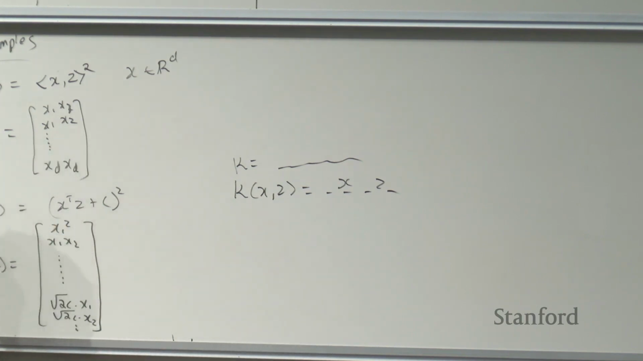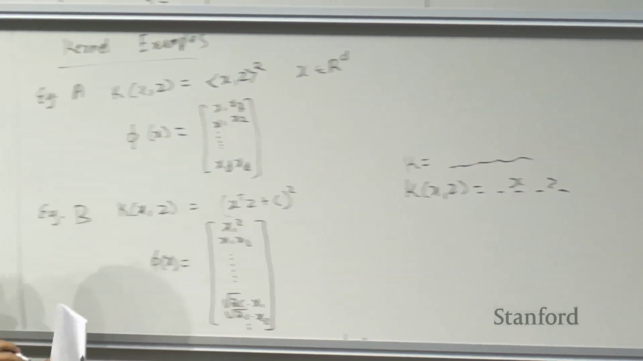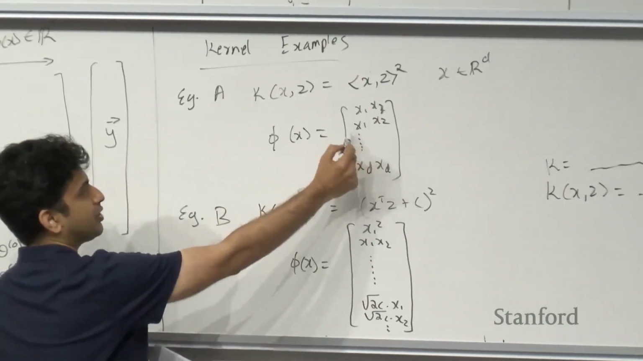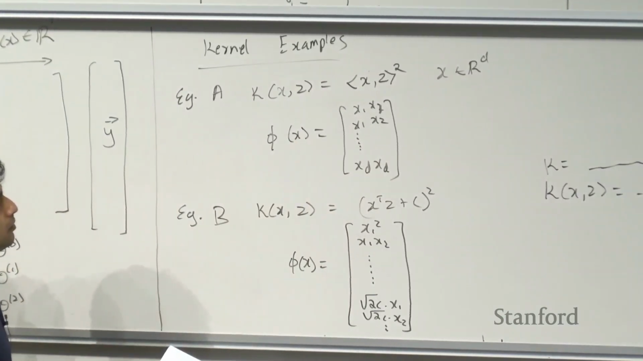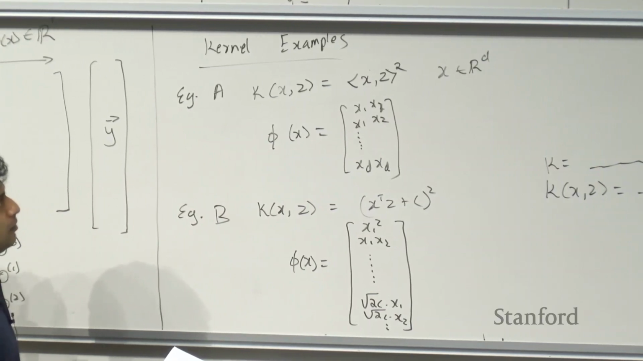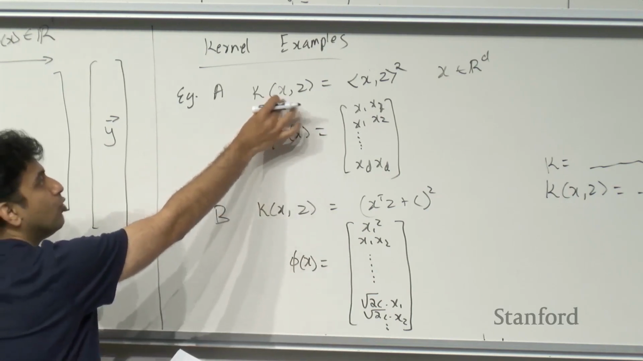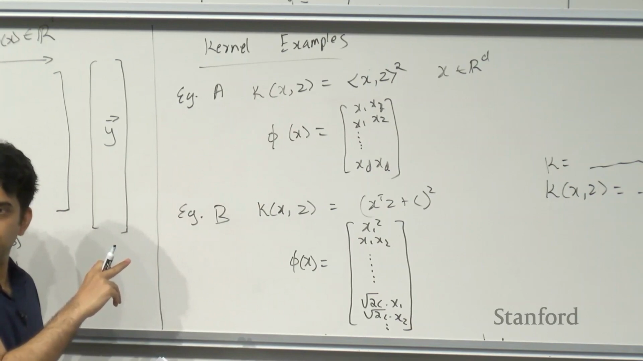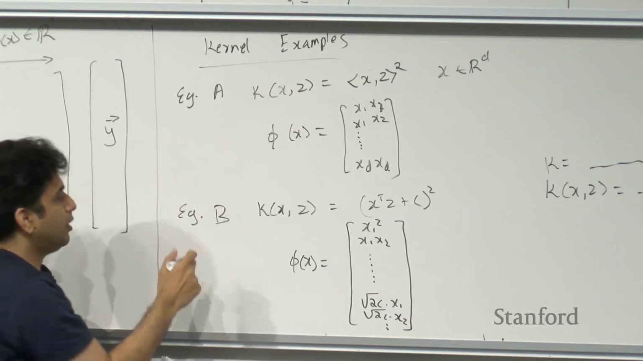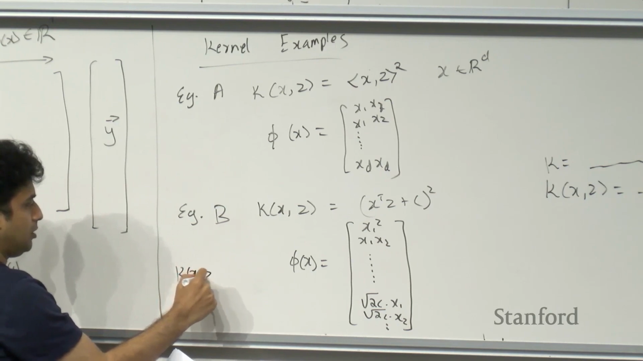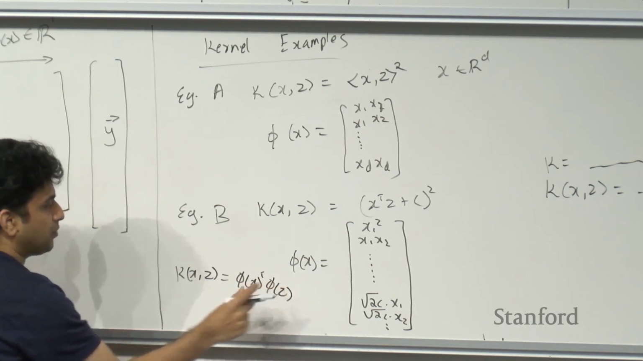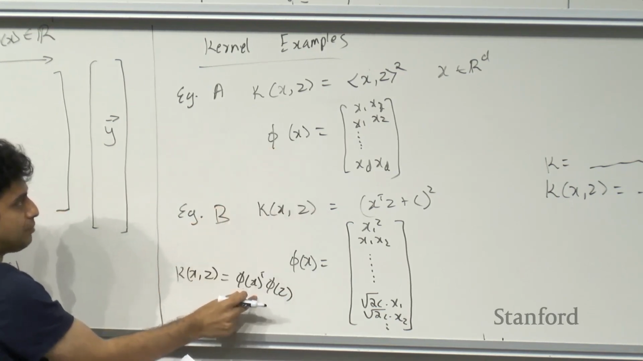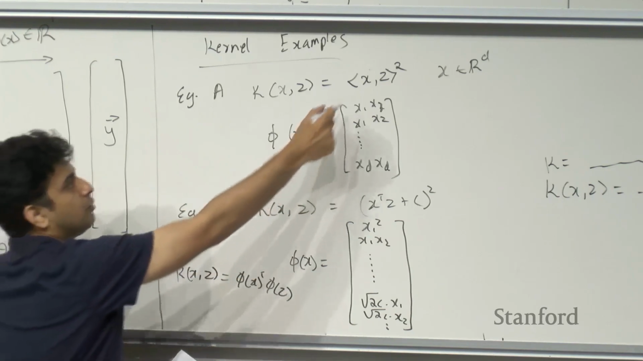Was there a question? Yes, question. Would that be x1, x1, x2, x2? So this is x1 x1, x1 x2, x1 x3, and so on, then x2 x1, x2 x2, x2 x3. So this is a feature map. A feature map can work only on one input, right? So it's important to note that when we write k of x comma z equals phi of x transpose phi of z, the feature map must only involve terms from one input.